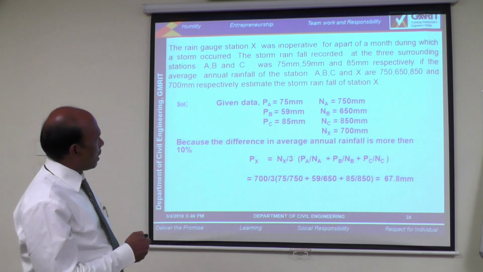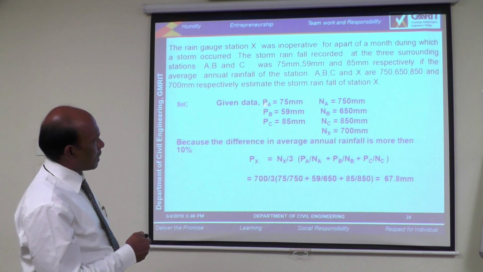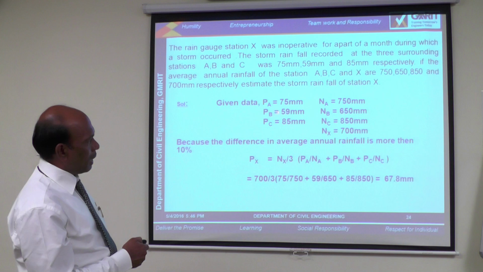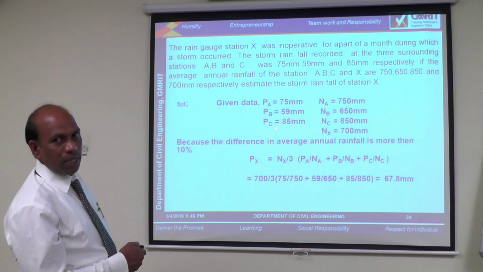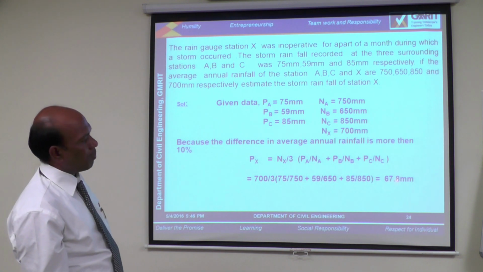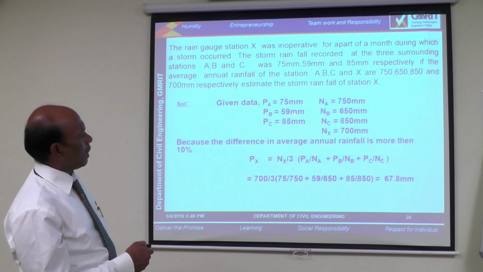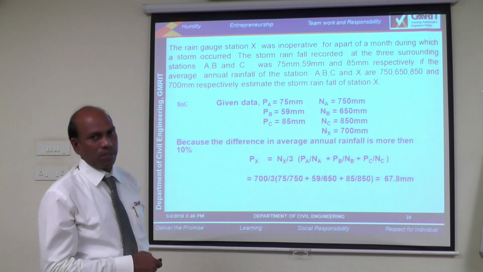Here, you observe that precipitation at station A is 75 mm depth, B 59 mm depth, C 85 mm depth, and Px, the precipitation at station X, is 67.8 mm. This is almost close to these values.